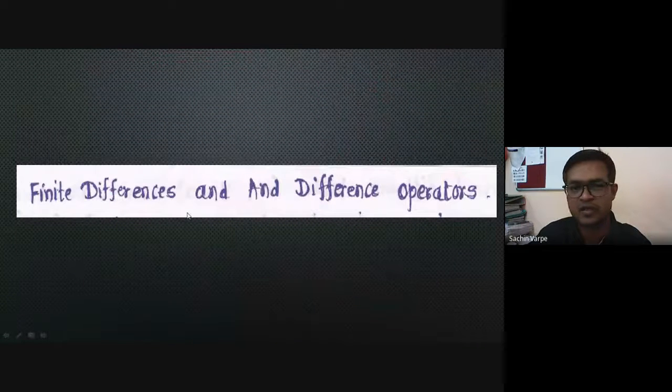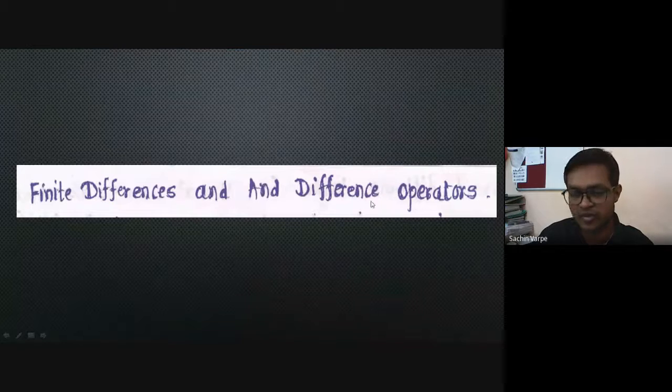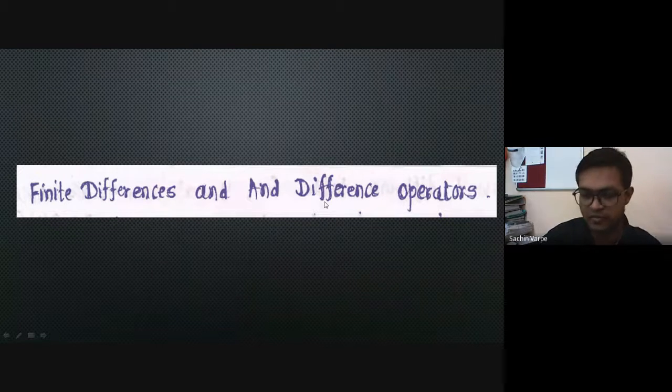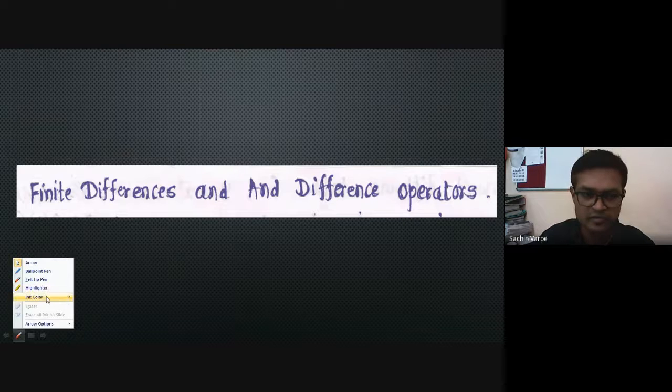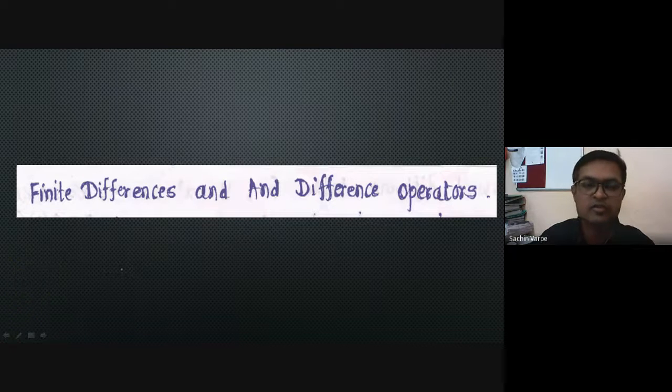Next one is finite differences and difference operators. So the first point we have finished here is interpolation, which is a very important point we have discussed. Remember, definitely there will be a question on interpolation in your semester exams, and even in competitive examinations like IES or GATE. This is a very important point, interpolation.